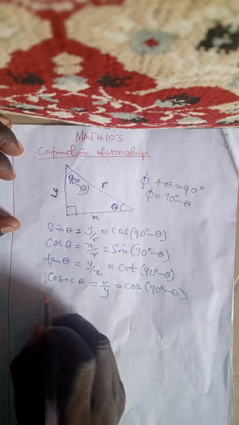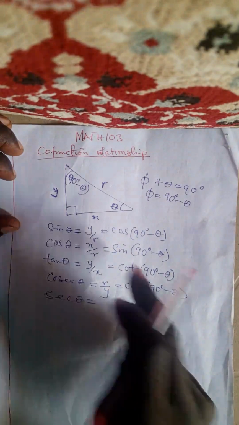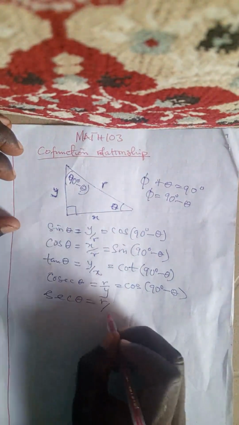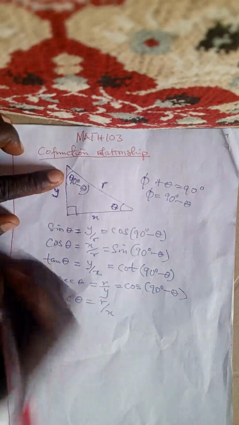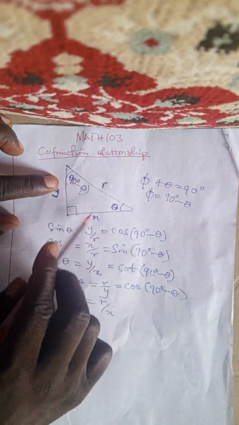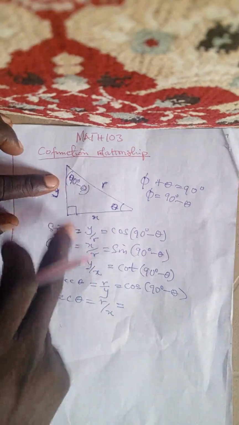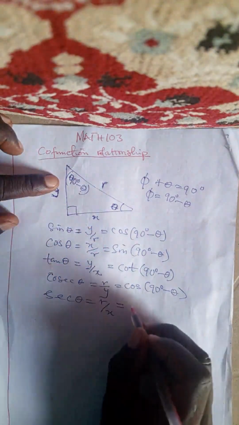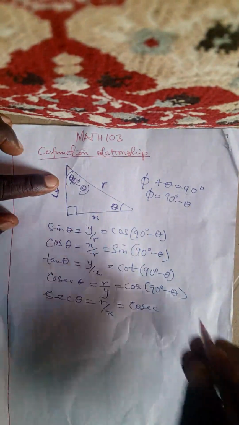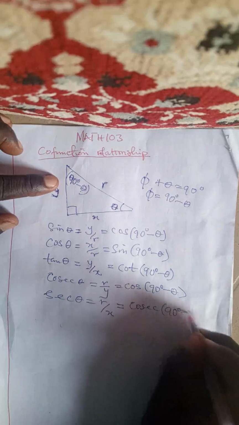Now, what about the sec? Sec theta is going to be the reciprocal of cos. This is r over x. But in terms of 90 minus theta, r over x is the reciprocal of sine, which is equal to cosec of (90 minus theta).